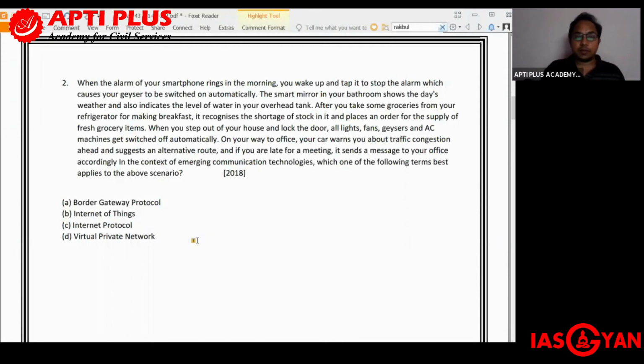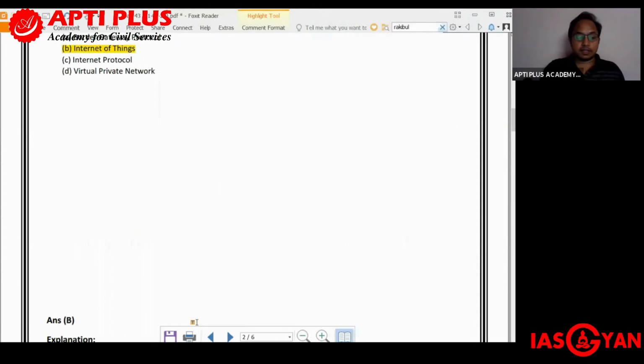A. Border Gateway Protocol. B. Internet of Things. C. Internet Protocol. And D. VPN or Virtual Private Network. So we see that the right answer for this is B. And what is Internet of Things?